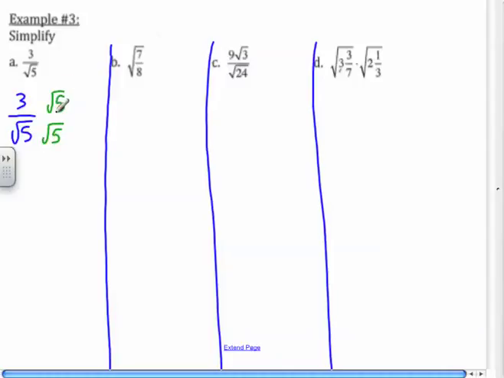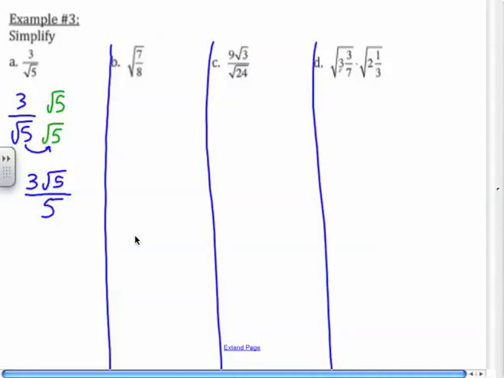So that's going to simplify to 3 times the square root of 5 over, this times this is the square root of 25, which is just 5. I've gotten rid of the radical in the denominator. Good, it's rationalized. Now, can I reduce this fraction in any way? 3 over 5 doesn't reduce. And the square root of 5 is simplified as much as it can because it's prime, so I can't break down the root 5 anymore. That's it.